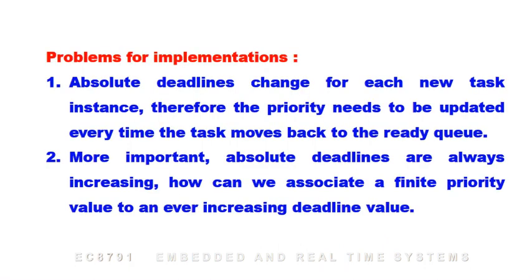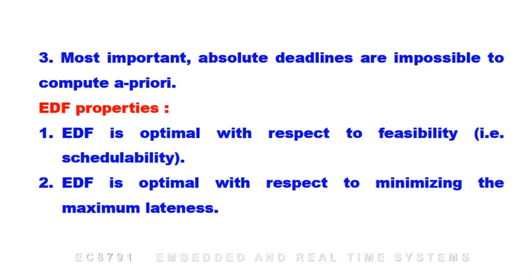Problem for implementation: absolute deadlines change for each new task instance. Therefore, the priority needs to be updated every time the task moves back to the ready queue. More important, absolute deadlines are always increasing. How can we associate a finite priority value to an ever increasing deadline value? Most important, absolute deadlines make it impossible to compute a fixed priority.